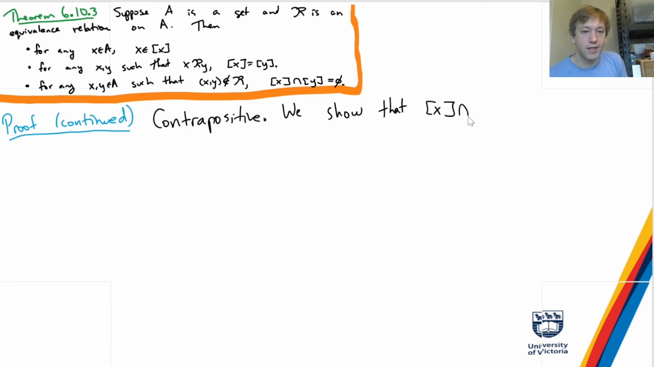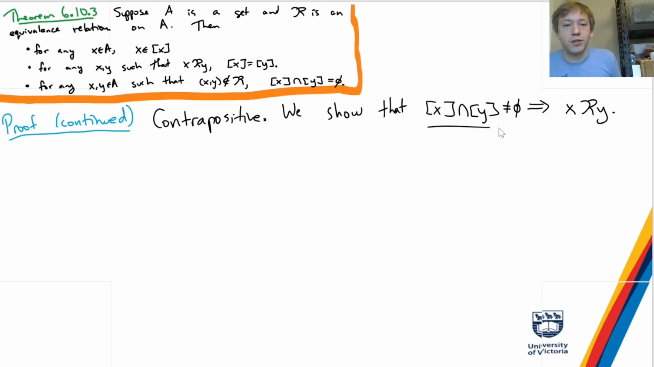if the equivalence class of x and the equivalence class of y have non-empty intersection, then that will logically imply that x is related to y. Okay? So in other words, I'm negating this statement and showing that it implies the negation of this statement, which is exactly how the contrapositive works, right? If we want to prove something implies something else, you can negate the conclusion and prove the negation of the premise.